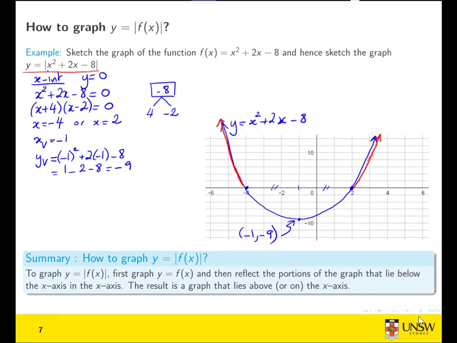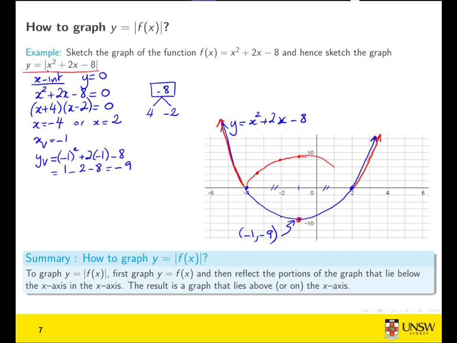Now let's look at these other values. If I look at the vertex, its coordinates are negative 1 and negative 9. So I need to take the absolute value of negative 9, and of course I get 9. Now at this point here, its y value is negative 8. The absolute value is 8. And if I look at this point here, the y coordinate is negative 4. When I take the absolute value, I get plus 4. And you'll start to see what happens here.